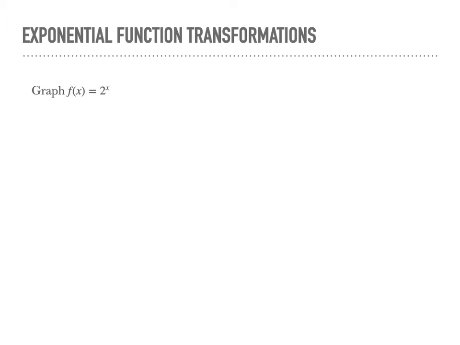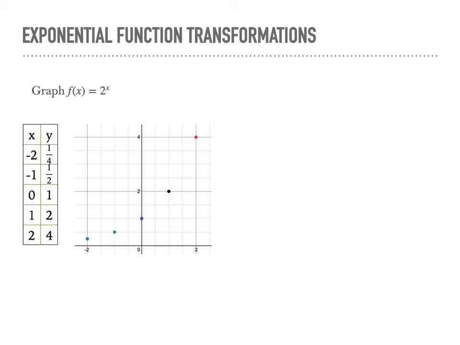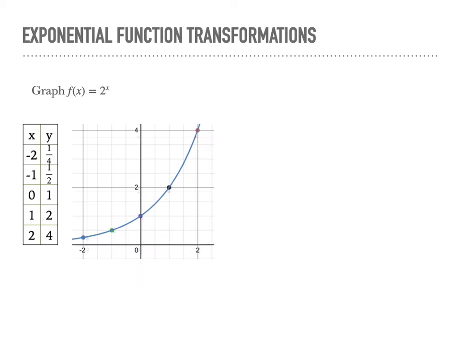Let's say we have to graph f of x equals 2 to the power of x. Let's first create a table of values. So we can plug in -2, -1, 0, 1, and 2, and we get the y values of 1/4, 1/2, 1, 2, 4 in that order. And let's plot this on a graph. As you can see, it goes up in a curve, and when we connect all those dots together in a curve, it forms an exponential function.